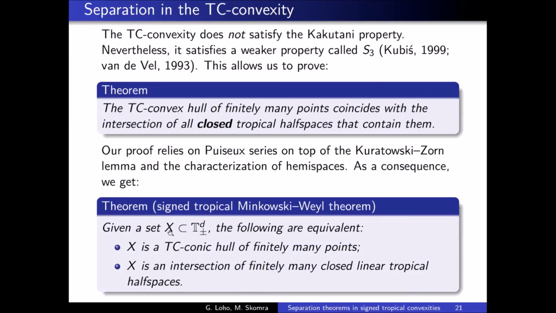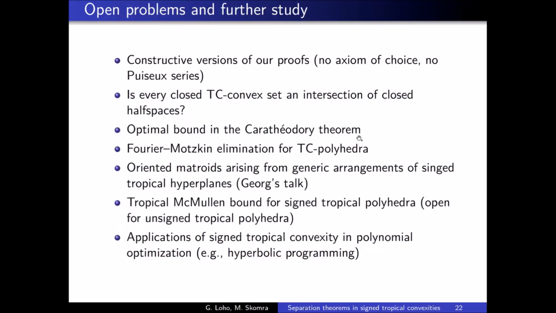Namely, if you have a signed tropical set, then the following are equivalent. X is the TC conic hull of finitely many points if and only if it is an intersection of finitely many closed linear tropical half-spaces. So to sum up my talk, I will say that the TC-convexity is precisely the convexity that gives you the tropical Minkowski-Weyl theorem.